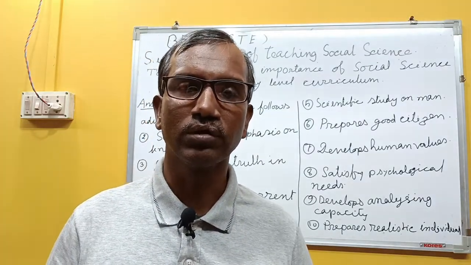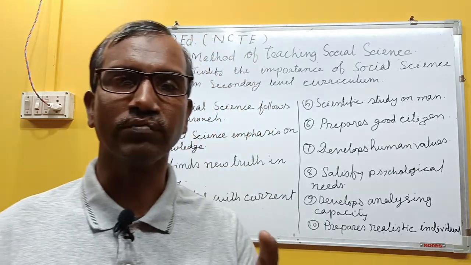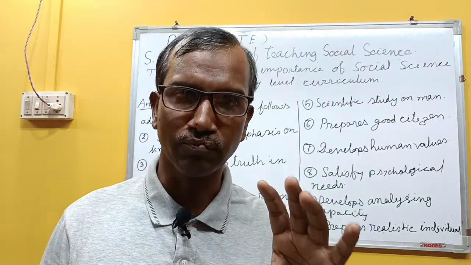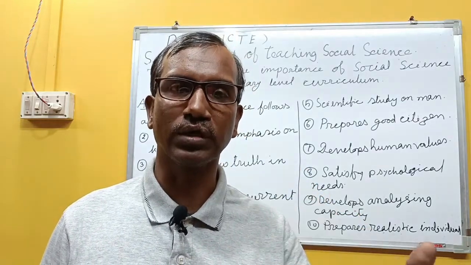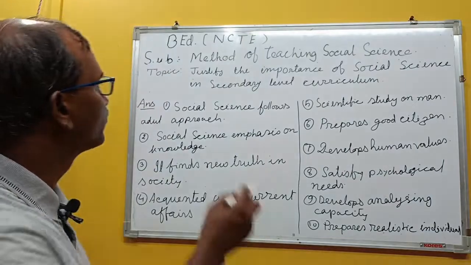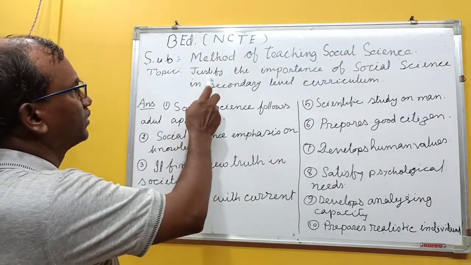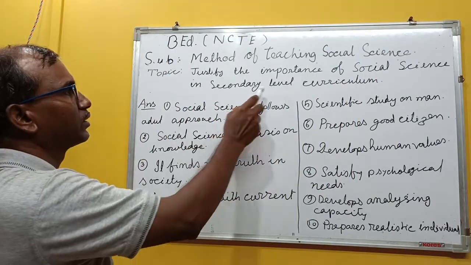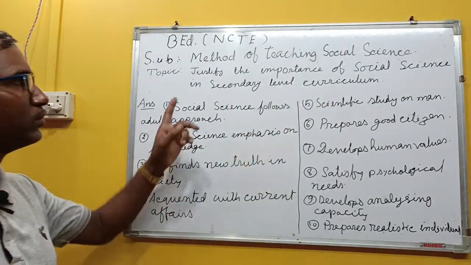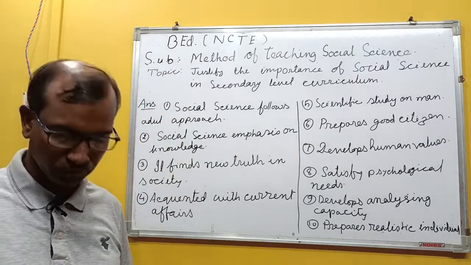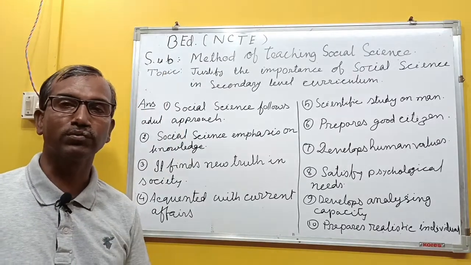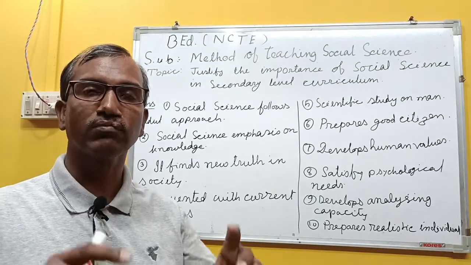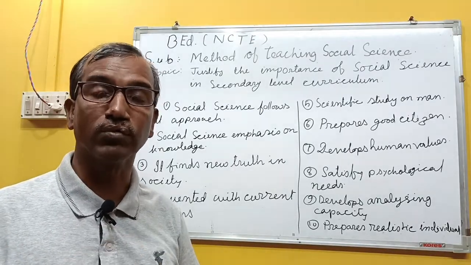Today we are going to discuss a very important topic of method of teaching social science, that is, the topic is justify the importance of social science in secondary level curriculum. The topic is taken in the form of question because this question is often asked in different universities for 8 marks, for 10 marks and sometimes for 5 marks.